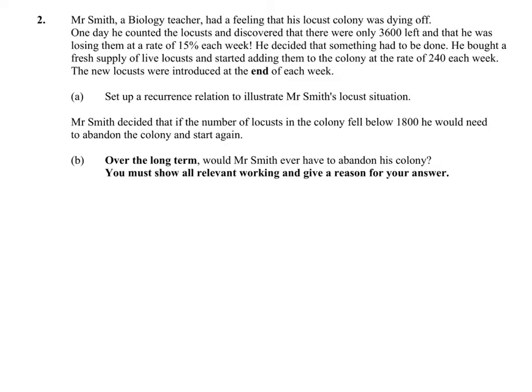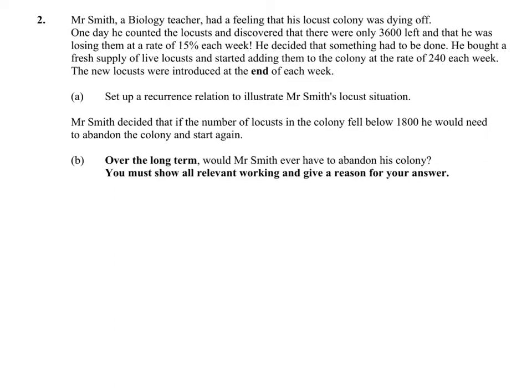Part A: set up a recurrence relation to illustrate Mr. Smith's locust situation. Part B then says that Mr. Smith decided that if the number of locusts in the colony fell below 1,800, he would need to abandon the colony and start again. Then Part B says, over the long term, would Mr. Smith ever have to abandon his colony? You must show all relevant working and give a reason for your answer.